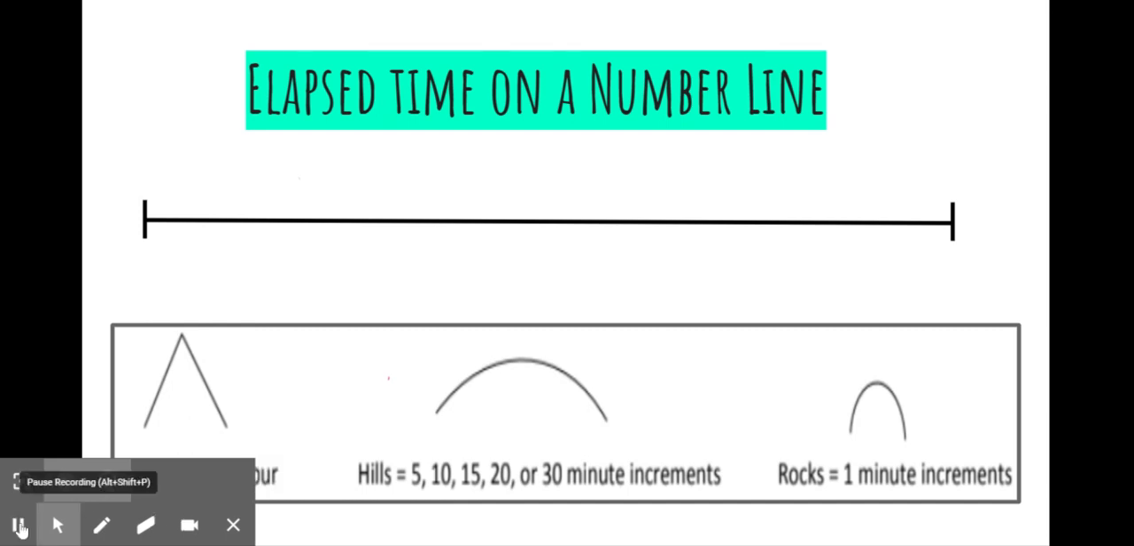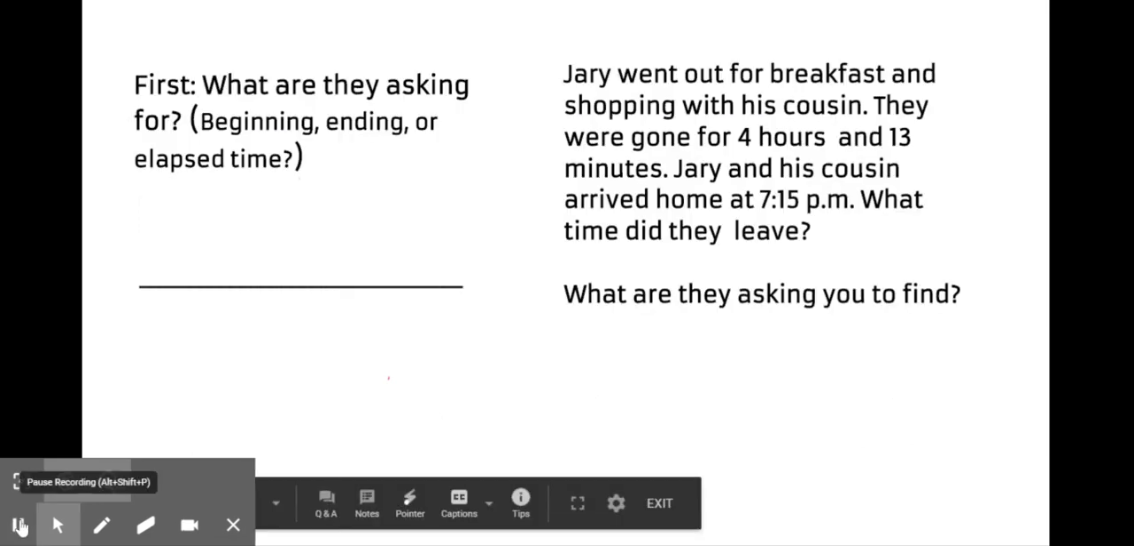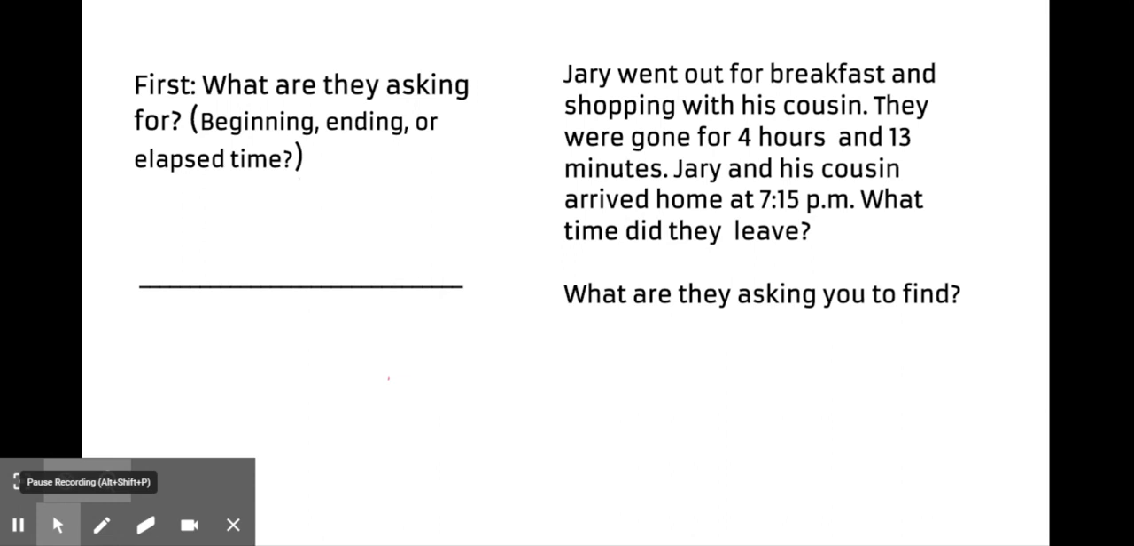First, you create a number line. Okay, let's read this problem. Jerry went out for breakfast and shopping with his cousin. They were gone for 4 hours and 13 minutes. Jerry and his cousin arrived home at 7:15 p.m. What time did they leave?